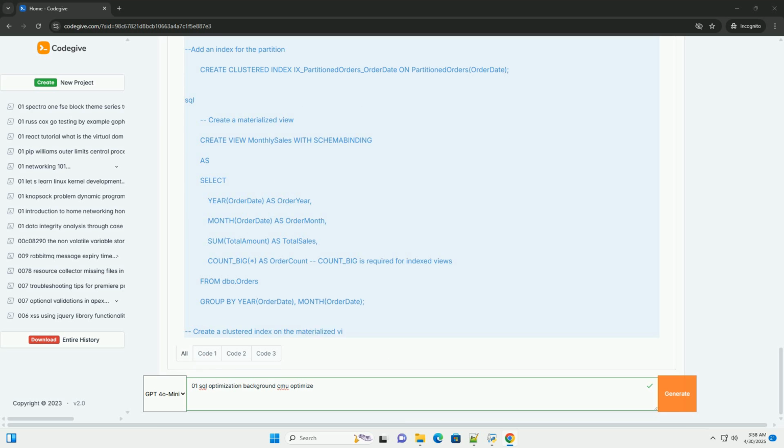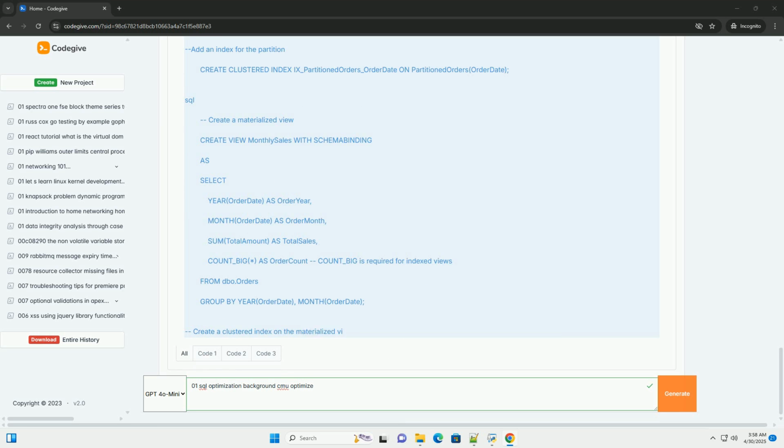Using appropriate join algorithms. Different join algorithms, for example nested loops, hash join, and merge join, are suitable for different data sizes and conditions. The database optimizer chooses the appropriate algorithm.